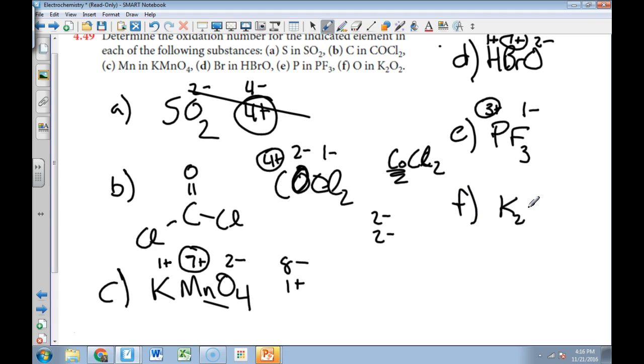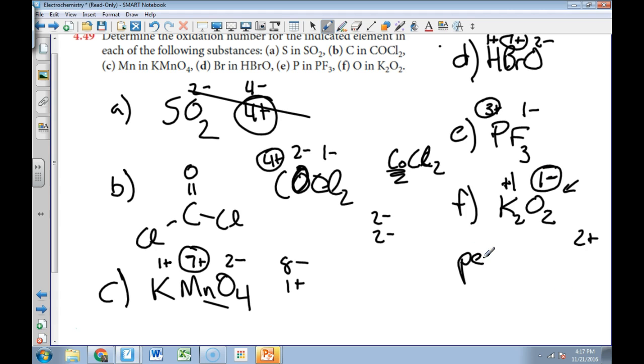So this is K2O2. Now this is funny because this is a special example of how oxygen's oxidation state or oxidation number doesn't always have to be 2-. If we're trying to figure out this one, then the only other thing to start with is potassium. Potassium always has an oxidation number of 1+. So if there's 2 of them, that makes a total of 2+. So that means oxygen has to total up to 2-, which makes each oxygen atom a 1- charge.